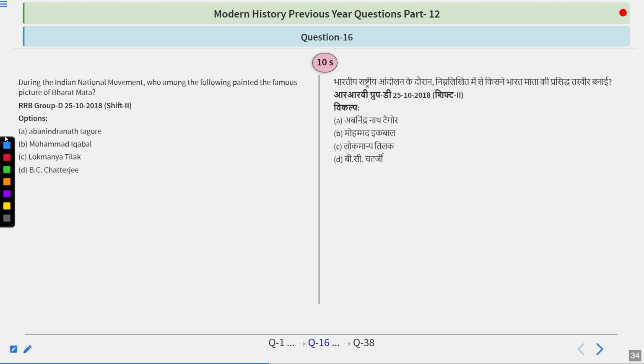During the Indian national movement, who among the following painted the famous picture of Bharat Mata? Abanindranath Tagore, Muhammad Iqbal, Lokmanya Tilak, or B.C. Chatterjee? Take your time.